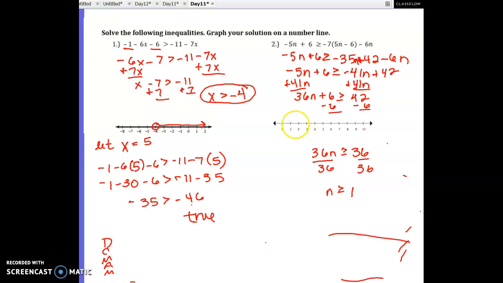So I'm going to go to 1 on the number line, and it's going to be a colored in circle because it's greater than or equal to, and it's going to go to the right. Okay, again, you can put this whole thing into Desmos. If you do put it into Desmos to check it, please keep in mind that instead of using the variable n, you need to replace your n's with x's. Okay, so do it with the variable x.